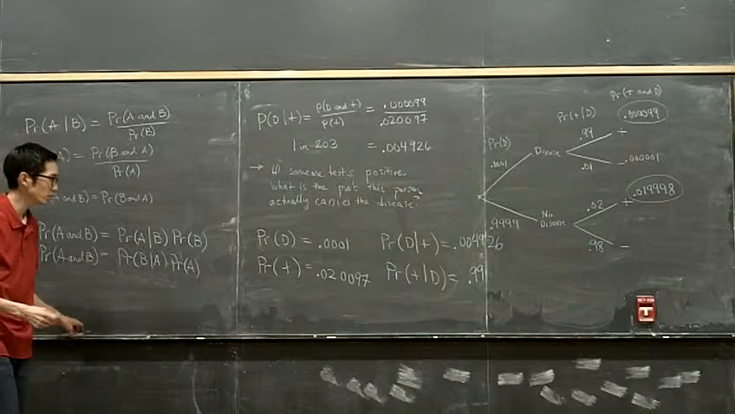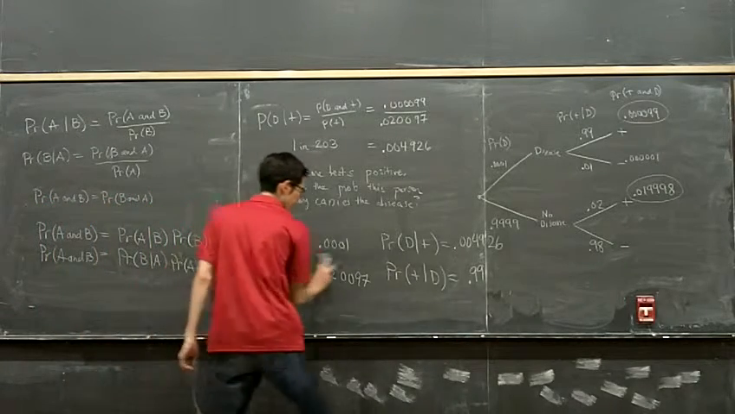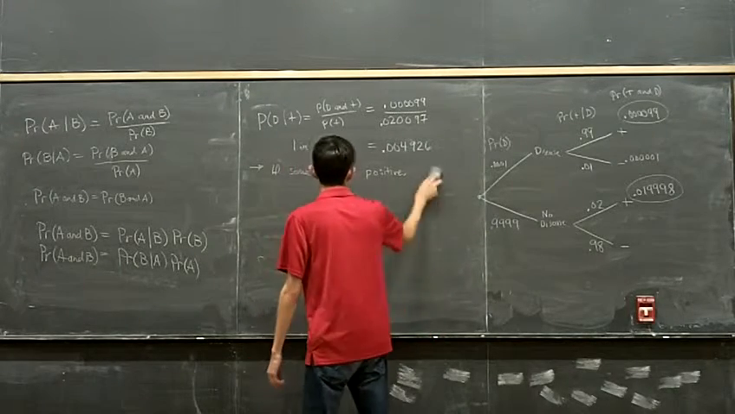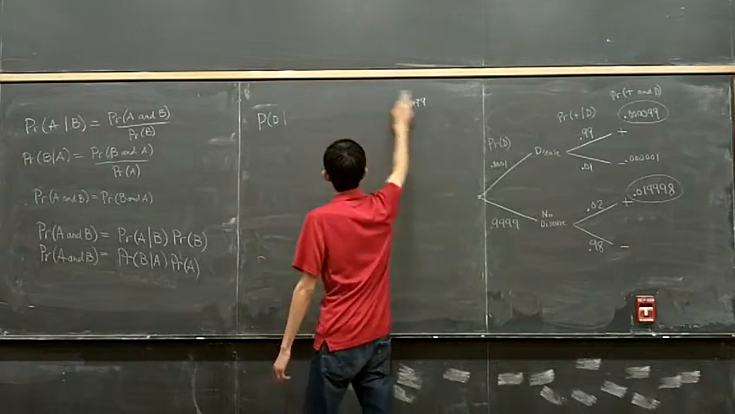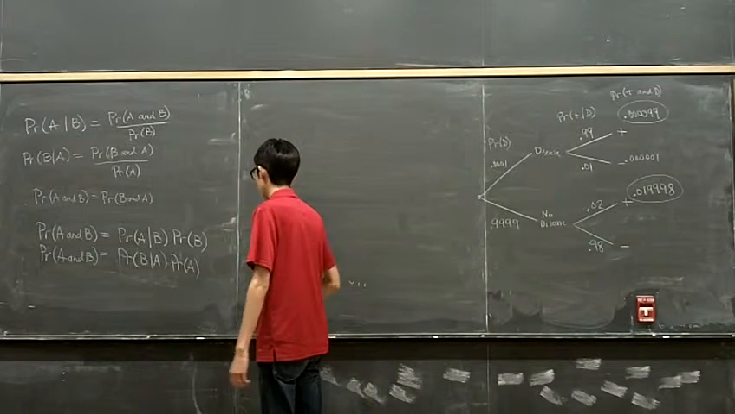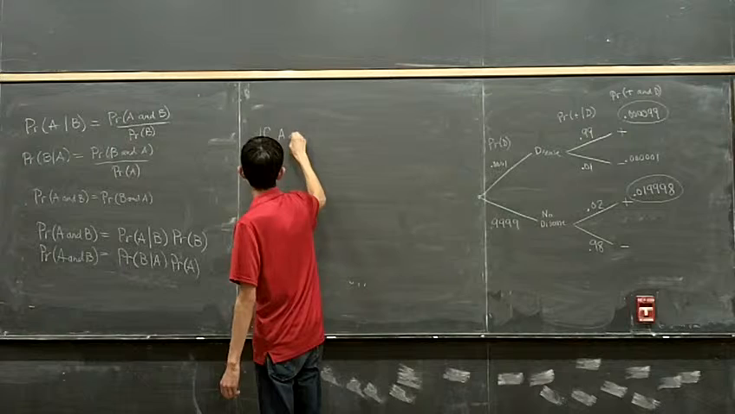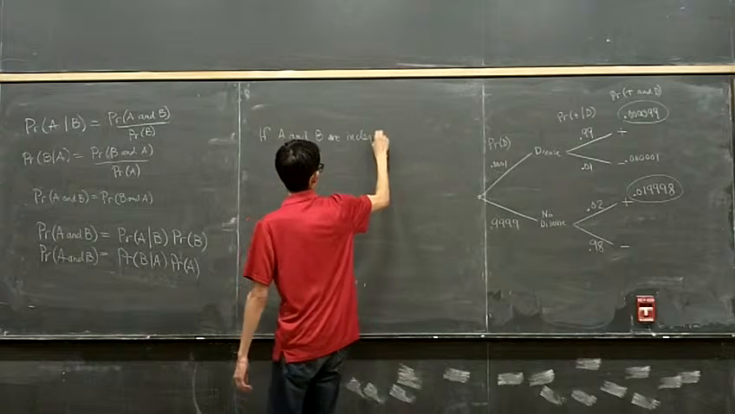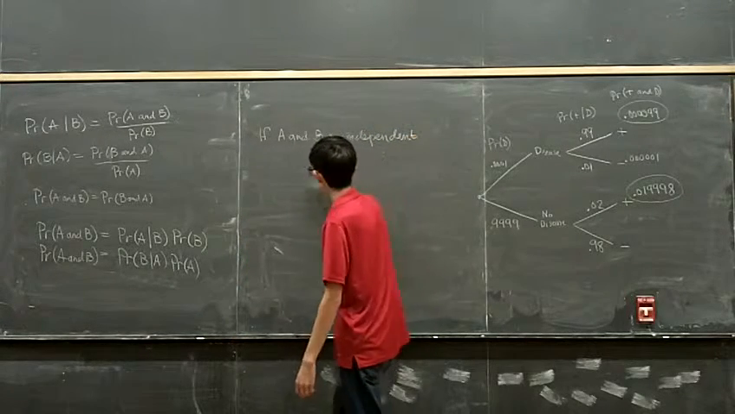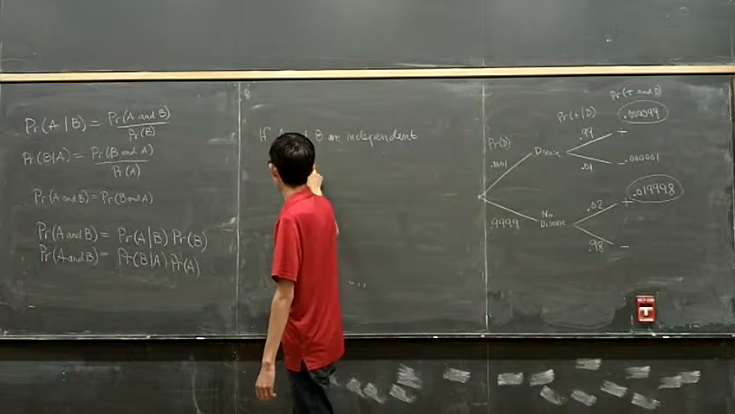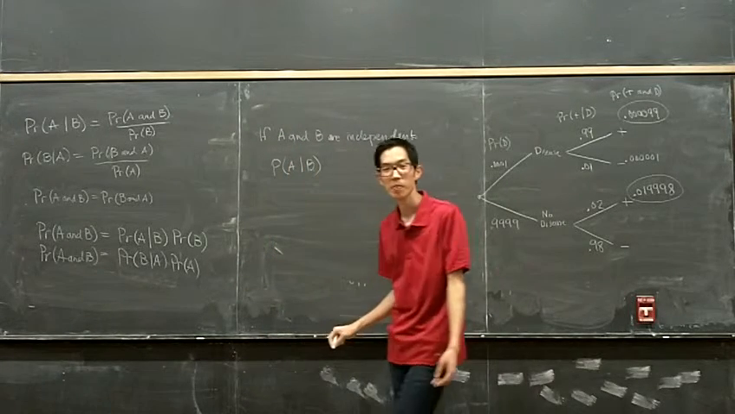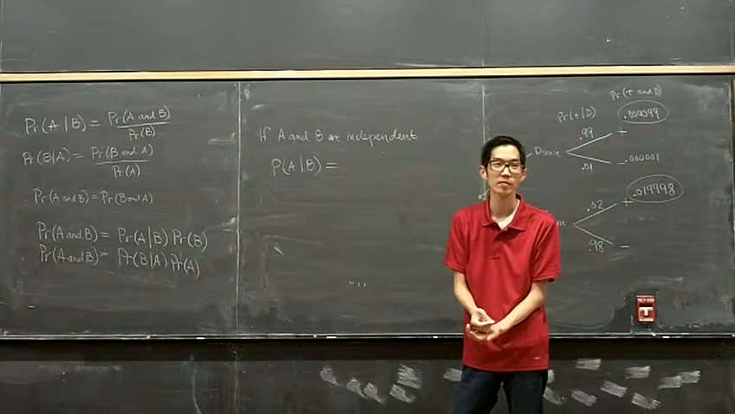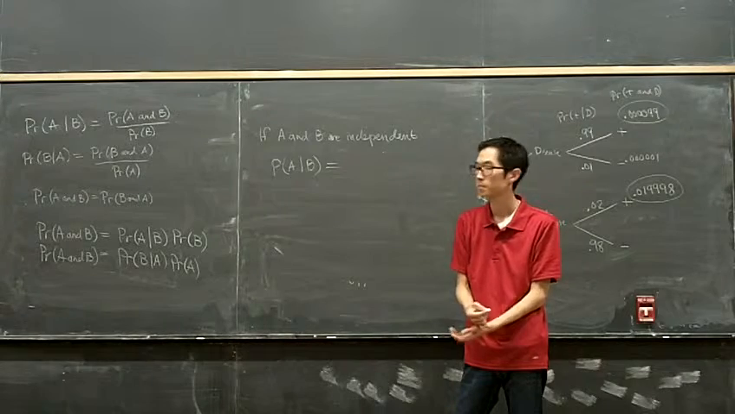Okay, so if events A and B are independent, what is the probability of A given B? A times B? I mean, probability of A times.